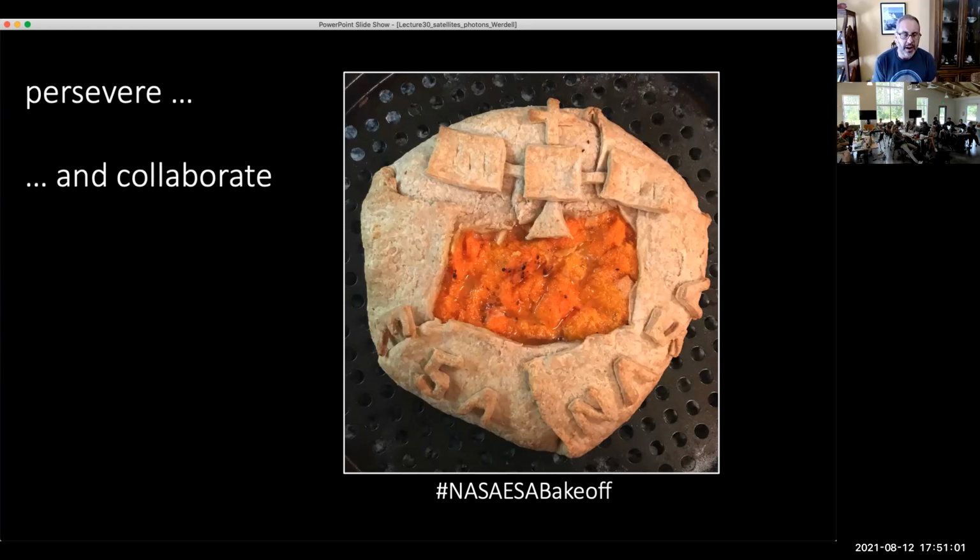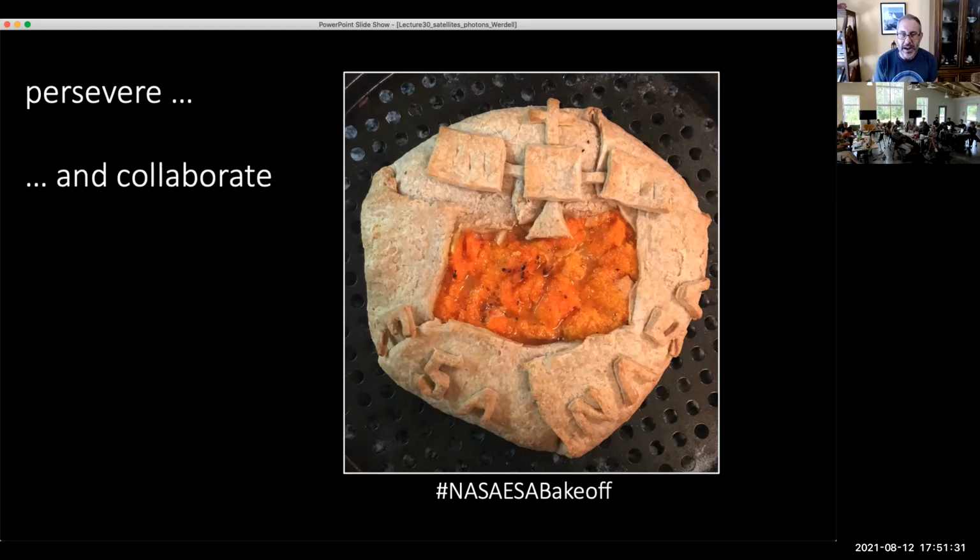And there became a little rivalry between Goddard and headquarters to see who could bake the prettiest, most extravagant things. And we started sharing these on Twitter and Instagram under the hashtag NASA Bake Off. That picked up so that our counterpart, the European Space Agency, decided they wanted in. And then it became a religious thing where the two space agencies were trying to outbake each other.